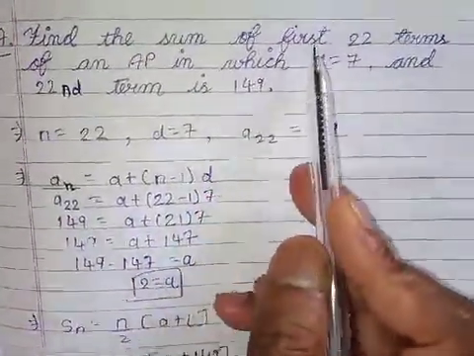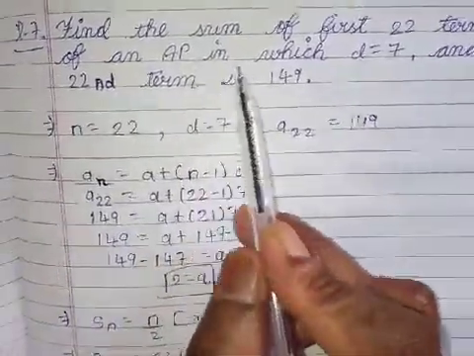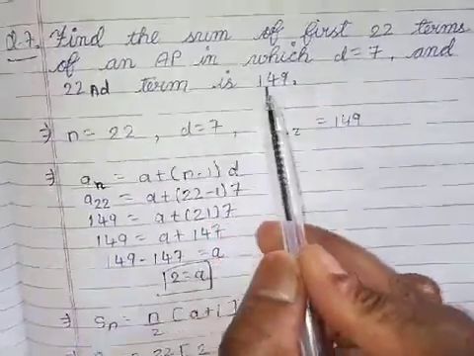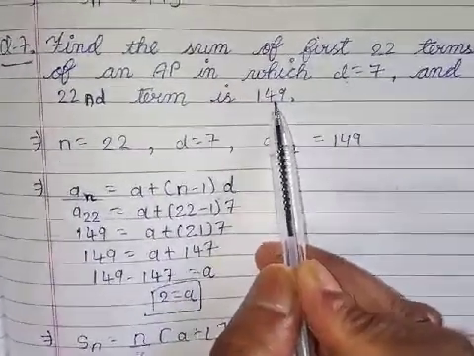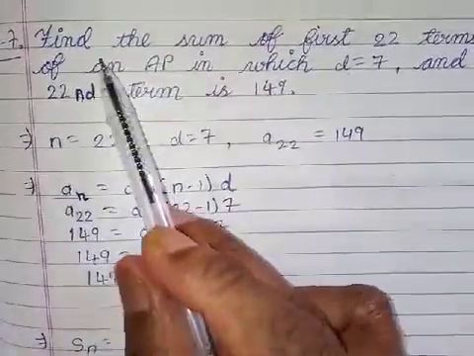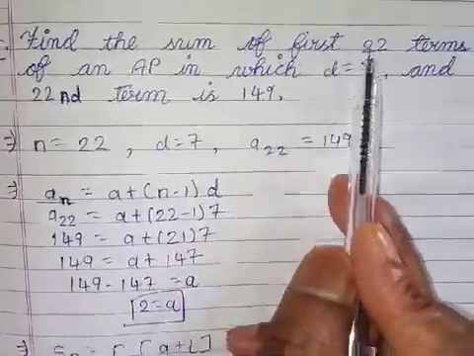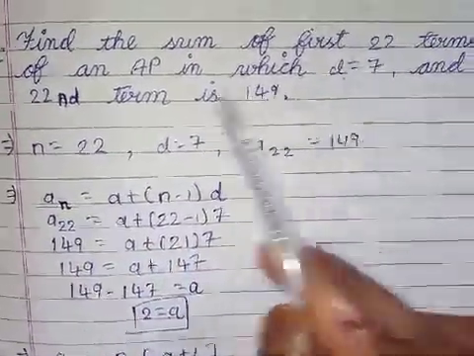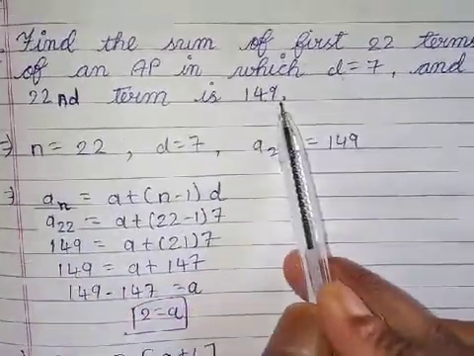Find the sum of the first 22 terms of an AP in which d is 7 and the 22nd term is 149. Again, what is this? Find the sum of the first 22 terms of an AP in which d is 7 and the 22nd term is 149.